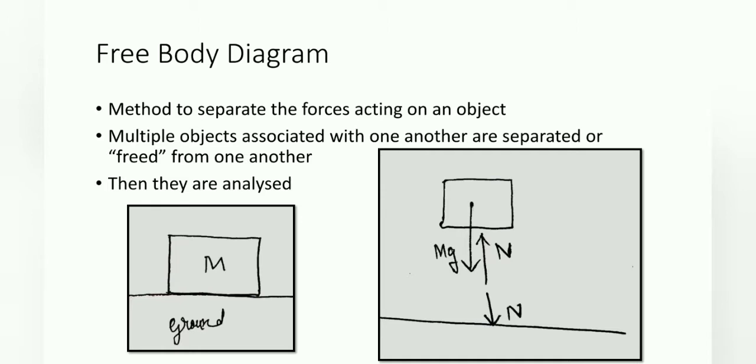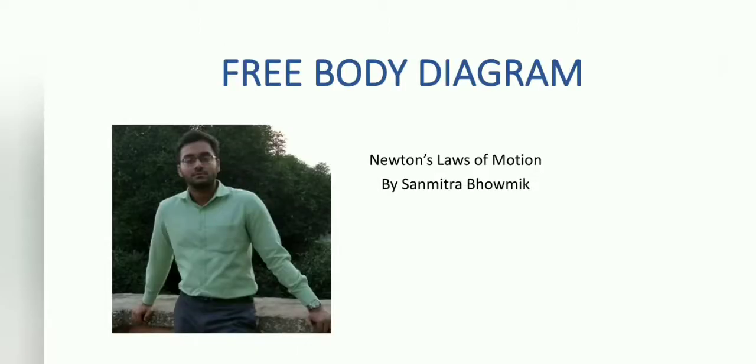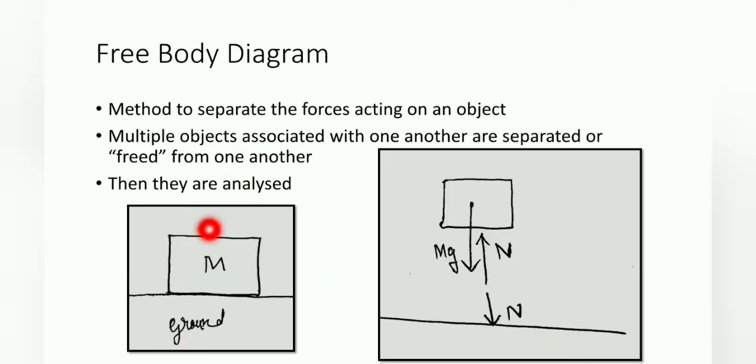So I have given an example here. See, I have a block of mass m that is lying on the ground. Now here what I have done is that I have separated this object from the ground. I have mentally separated them. I am not physically holding it up to a distance. This object is actually connected to the ground, it is lying on the ground, but I am purposefully drawing it in such a manner that it is shown off the ground, having some distance from the ground.